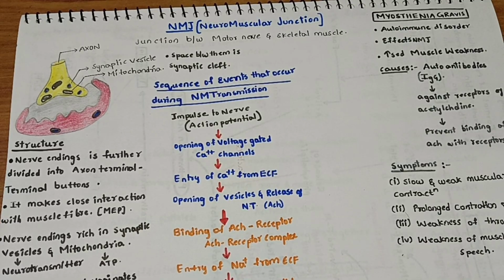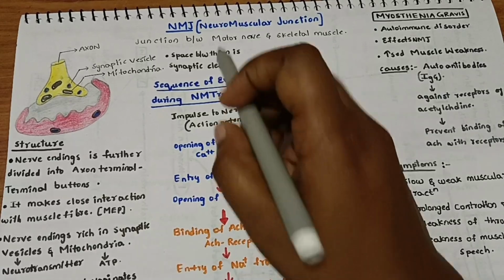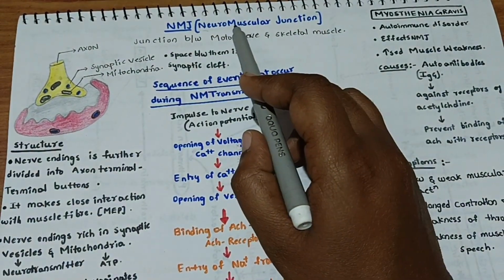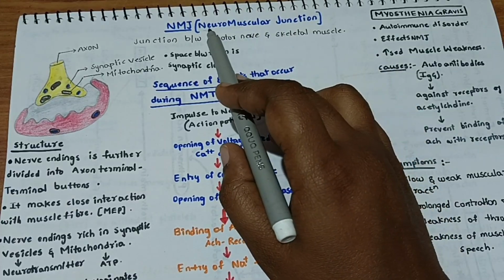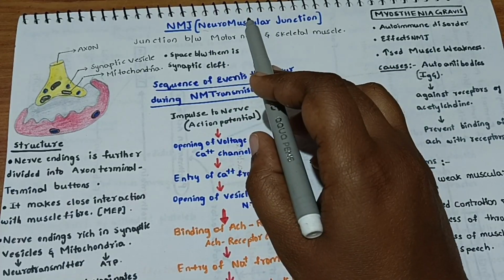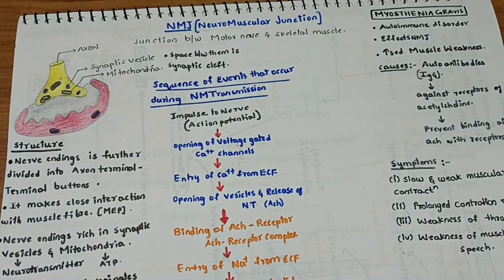Today we are going to discuss the neuromuscular junction, the NMJ. What is the NMJ? What is the neuromuscular junction? A junction between a motor nerve and a skeletal muscle fiber is known as the neuromuscular junction. Neuro means a neuron. Muscular means a muscle fiber. So the junction present between a neuron and a muscle fiber is known as the neuromuscular junction.